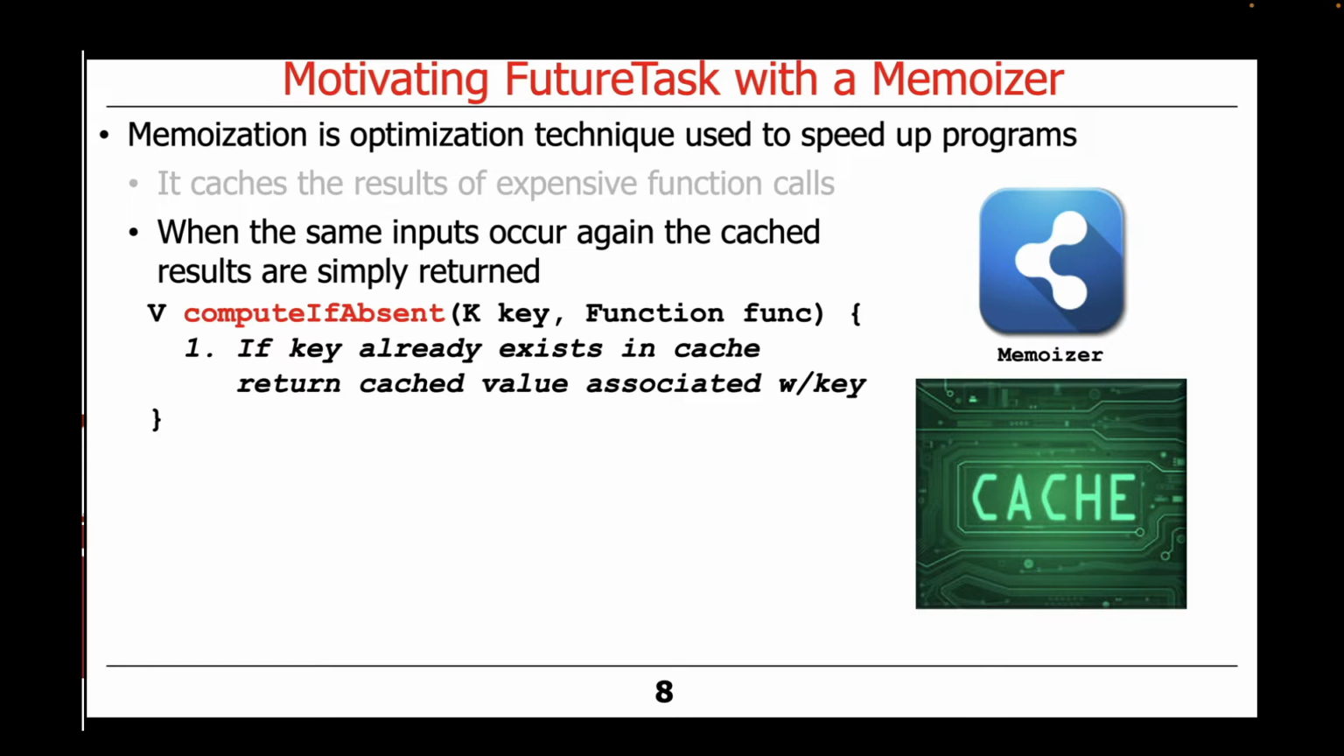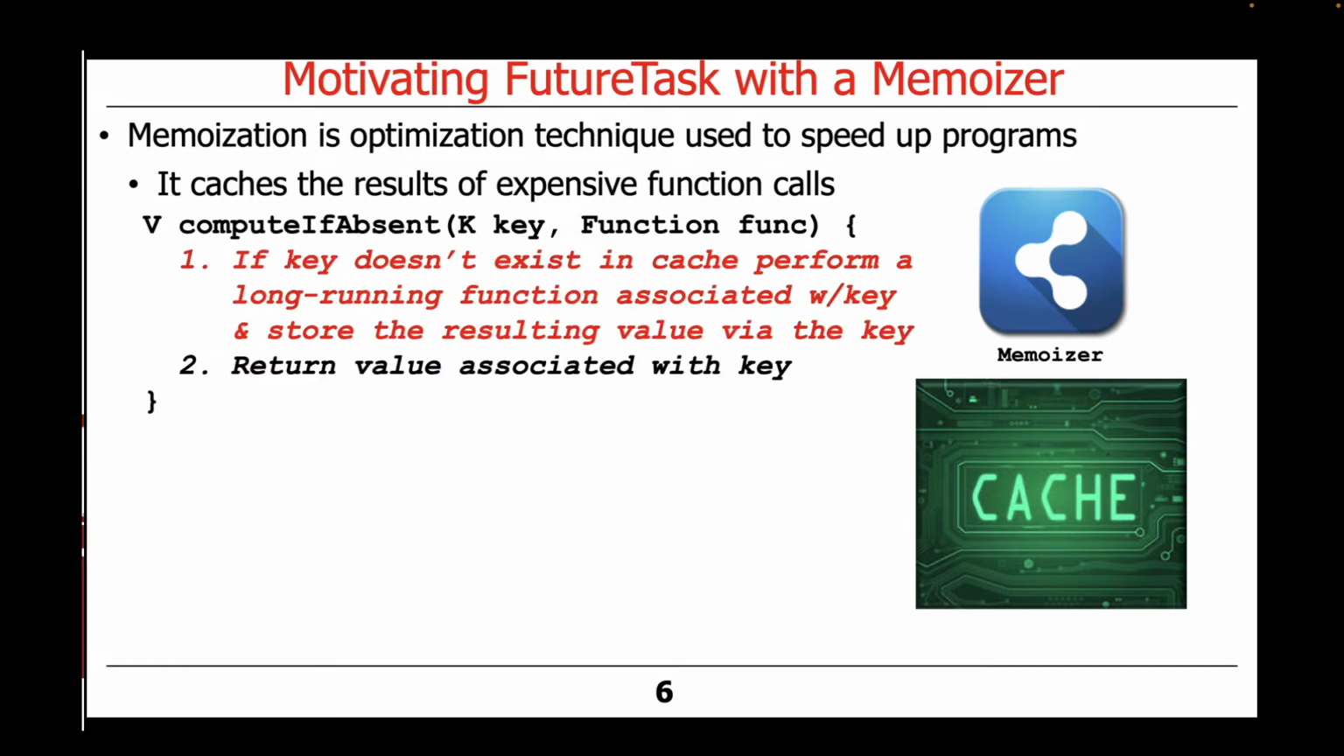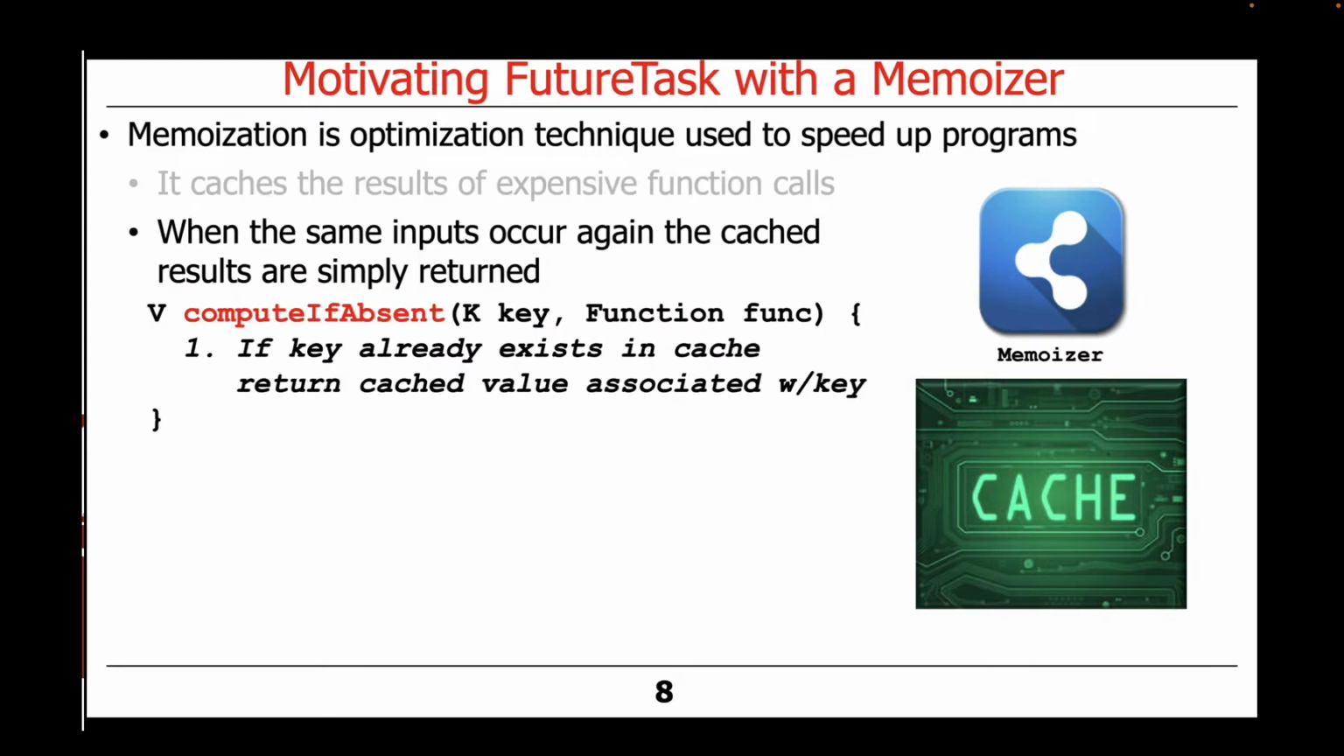Now, when the same input occurs again, the cached results, actually the value, not the key, are returned. So you can see here, if you call compute if absent and the key already exists in the cache, then return the cached value that's associated with the key. So that's basically the way it works. The first time in, it'll go ahead and perform the long-running function, take the result, store it in the map via the key, and then return the value. All subsequent times, if you look something up that already exists, it'll just return the value, which is what a cache does, of course. And so that's essentially what a Memoizer is used for.